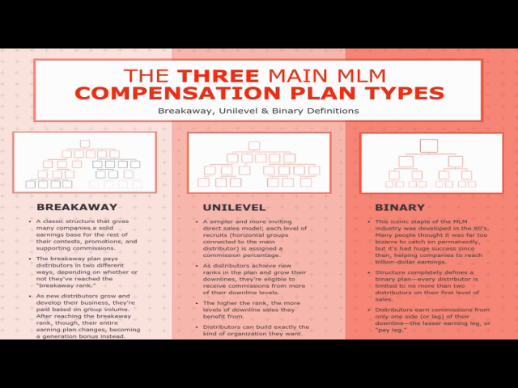Then along came the unilevel system. It's a simpler and more inviting direct sales model where each level of recruits, horizontal groups connected to the main distributor, is assigned a commission percentage. As distributors achieve new ranks in the plan and grow their downlines, they're eligible to receive commissions from more of their downlines. So you get paid based on the downline and the number of distributors, and it's a little complicated as well, but a little easier than the breakaway system.